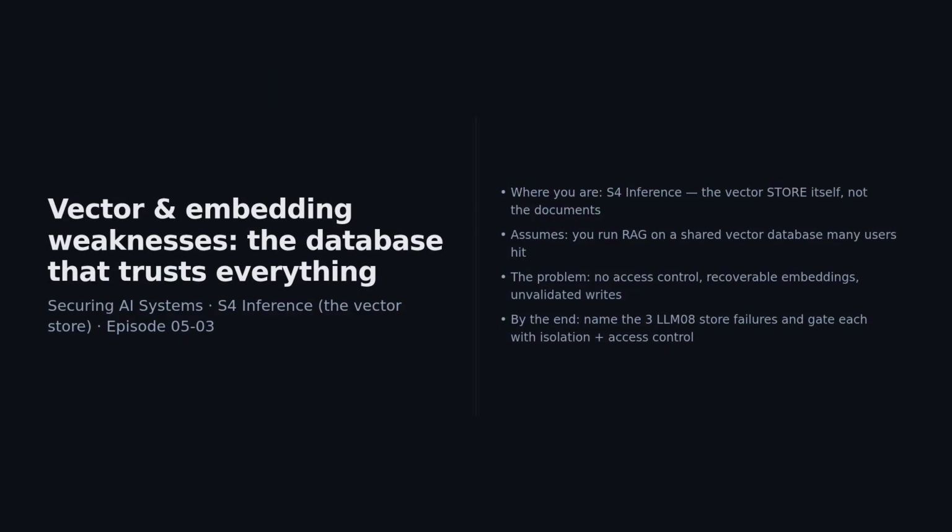Orientation. We're still at stage S4, but OWASP was about a poisoned document. This episode is about the store that holds them. A vector database is a database, and most are deployed as one shared index with no per-row access control, holding embeddings that are not anonymized. We'll trace 3 failure modes defensively, then lock the store with isolation, access control, and provenance.